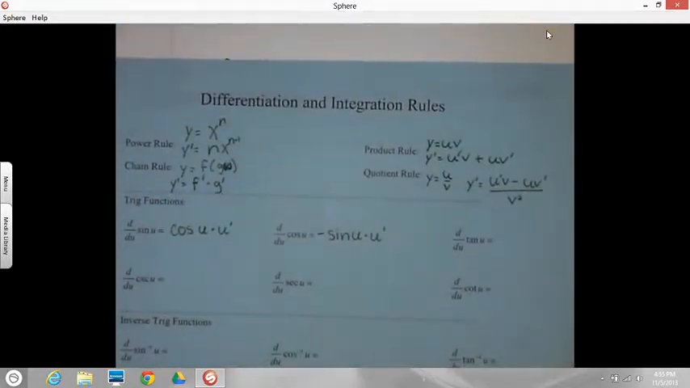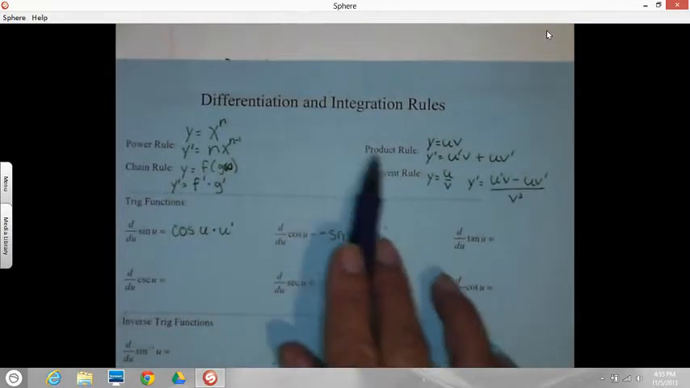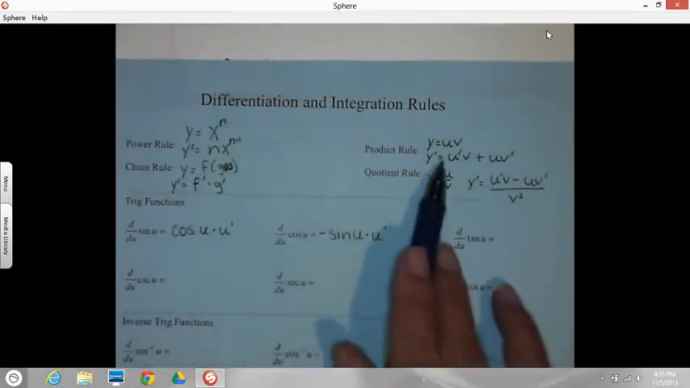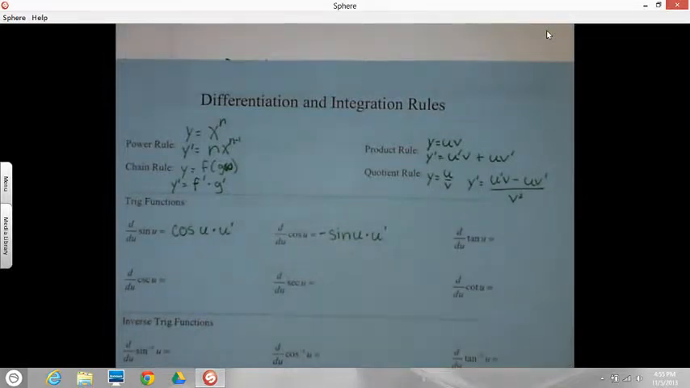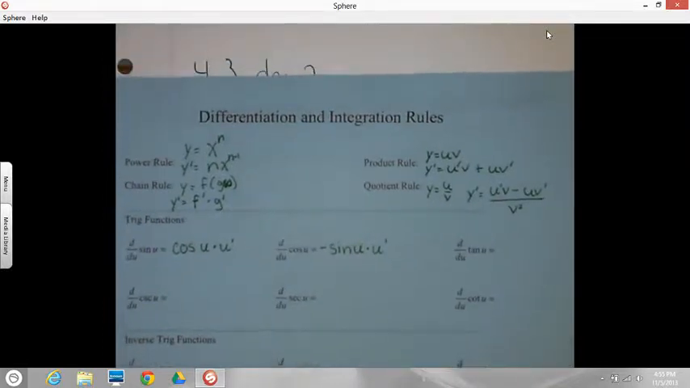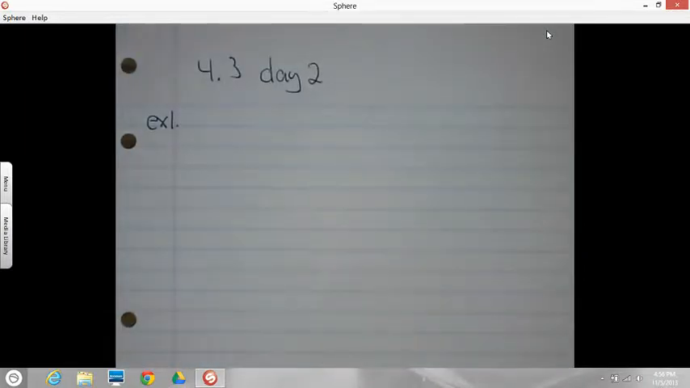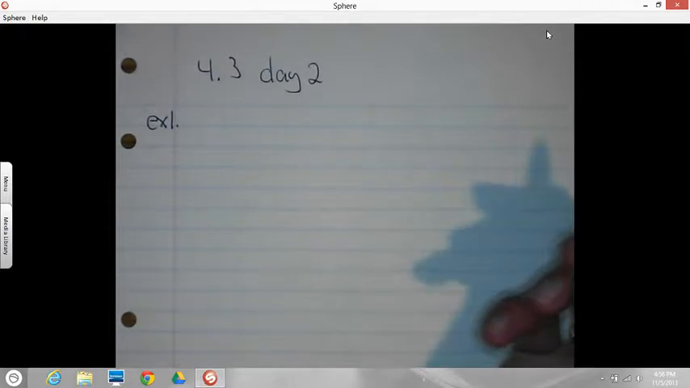So at this point, you should have all 4 of the derivative rules filled in up here: power, chain, product, and quotient. So make sure that's filled in so you have it for the quiz and test and the rest of it. Today, not a whole lot new. We are looking at just a couple of examples. We just really want to get good at these derivative rules because it's your lifeline in calculus.